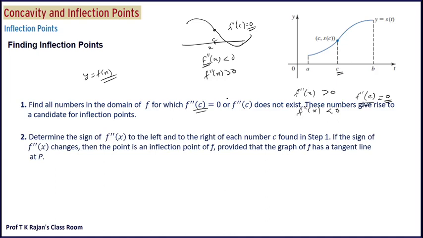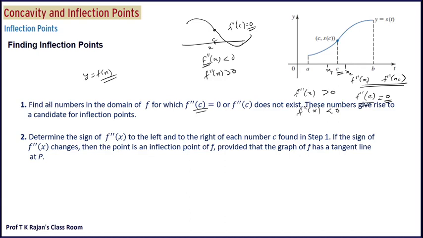If the second condition is also satisfied, we can make sure that c is an inflection point. So what is the second condition? To the left of c and to the right of c, if you calculate f double dash of x1 and f double dash of x2, where x1 and x2 are on either side of c, and they are opposite in sign, then clearly the curve changes its concavity, and therefore c can be taken as an inflection point.